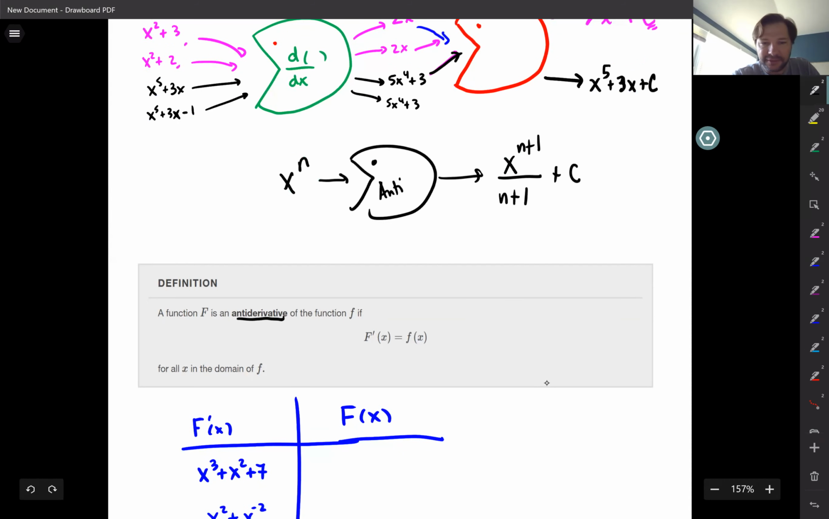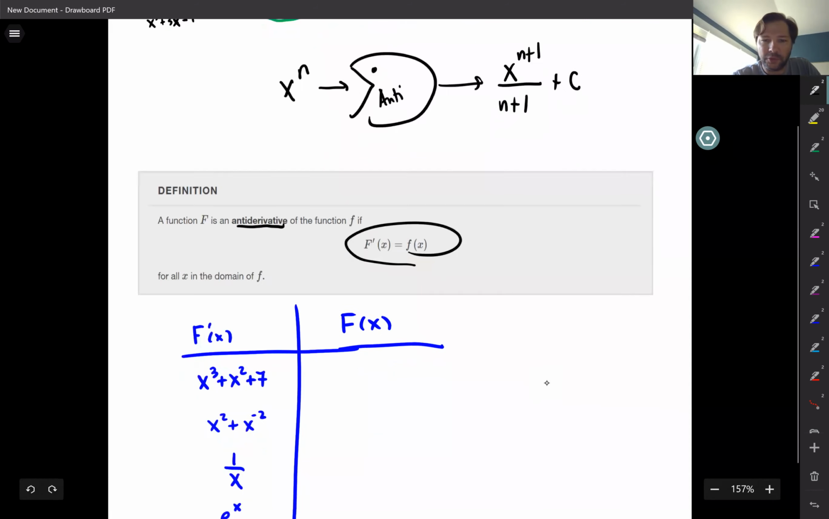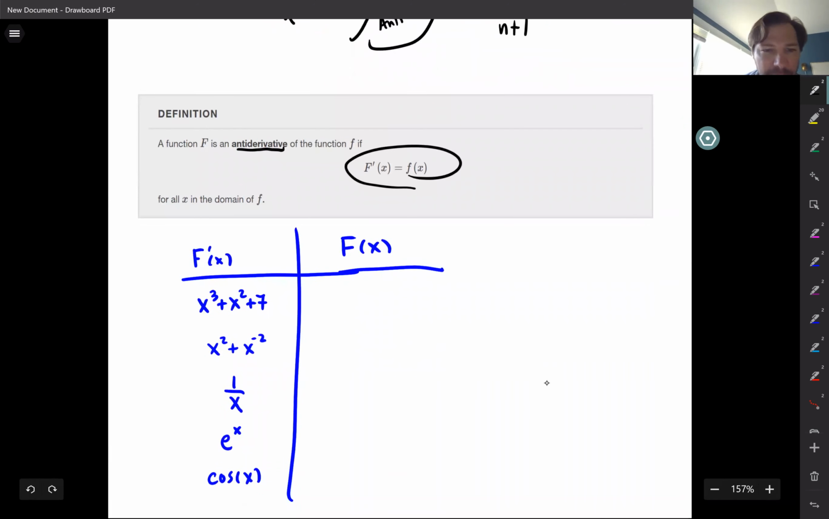And so we're calling this thing the antiderivative. If you have a function f of x, the antiderivative is the thing that, when you take its derivative, gives you f of x. Let's look at a few more examples. One more polynomial: x to the 3rd plus x squared plus 7. You try it, pause the video, try this one, and then I'll show you the answer in a second.